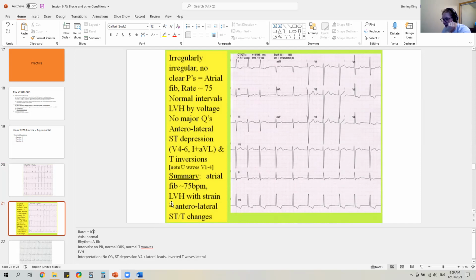So the summary is A-fib, 75 beats per minute, left ventricular hypertrophy with strain. I guess with the hockey stick there, yeah. Anterior lateral ST-T changes. Yeah, so you can see that concave shape, so that's strain.